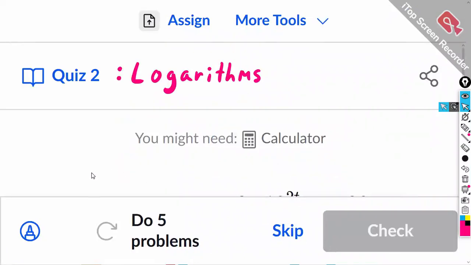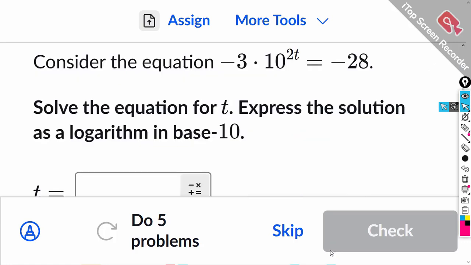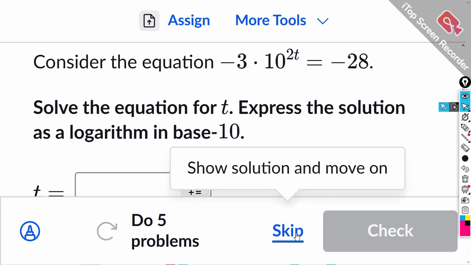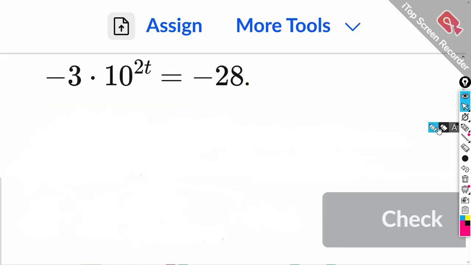This will be for the Khan Academy exercise, Quiz 2, Logarithms. All right, so here's the equation. They want us to solve for t and express a solution as a logarithm in base 10. All right, so we are solving for t.